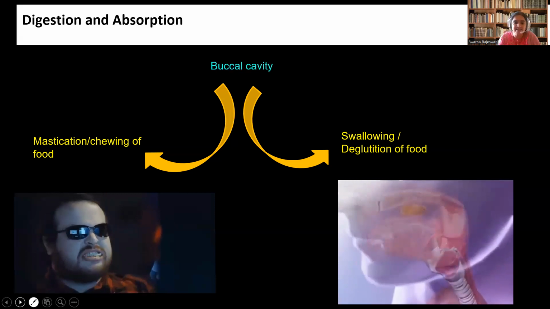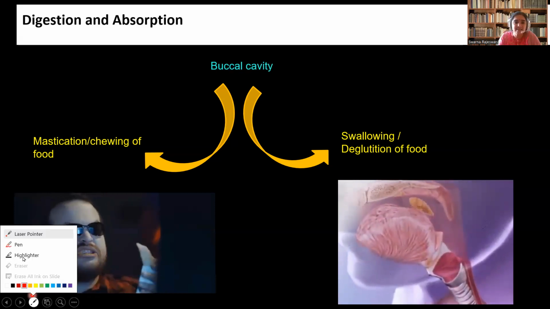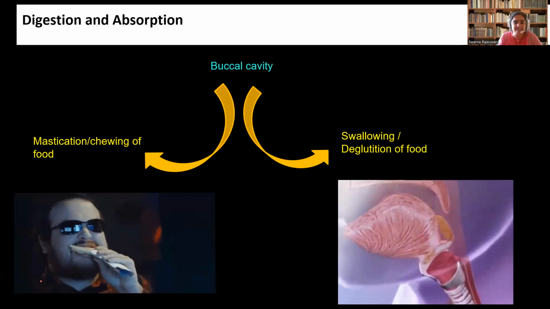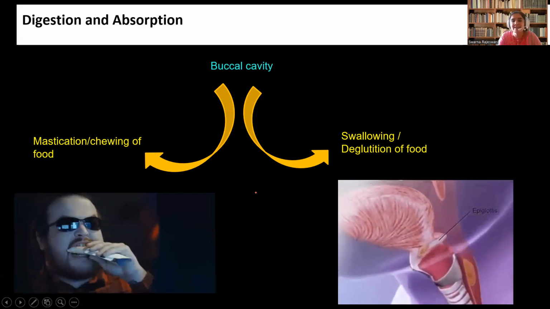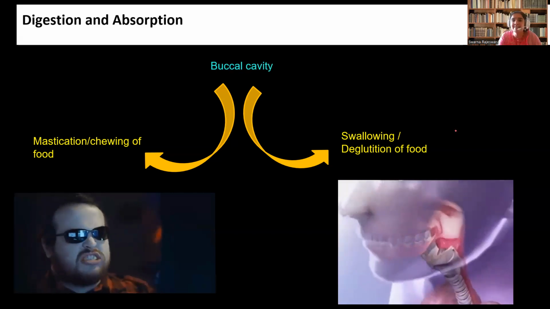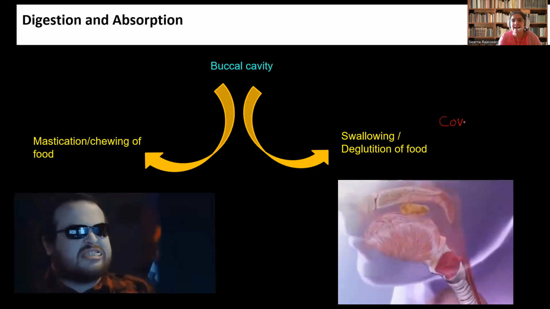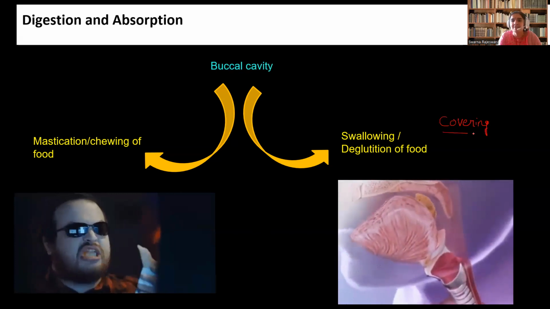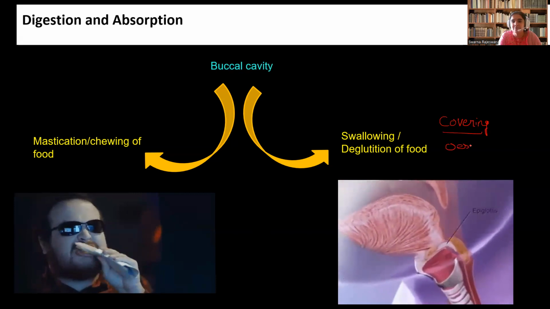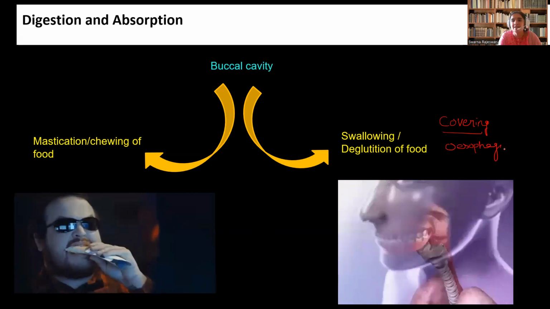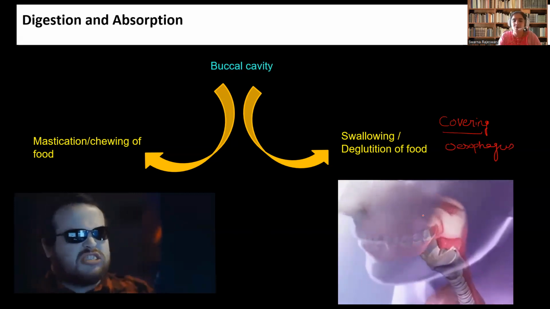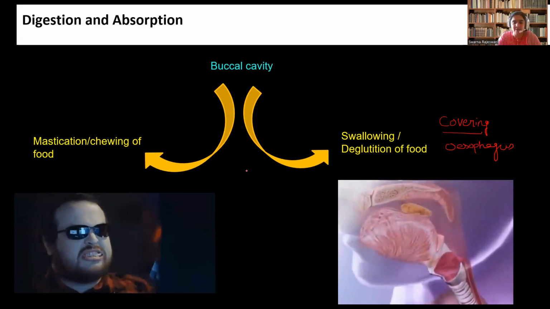So let us define what the epiglottis is. The epiglottis is a small leaf-like structure which covers the larynx in such a way that the food enters the esophagus without entering the trachea. Okay, so this is about the epiglottis.